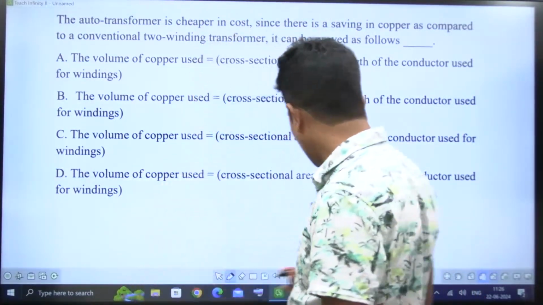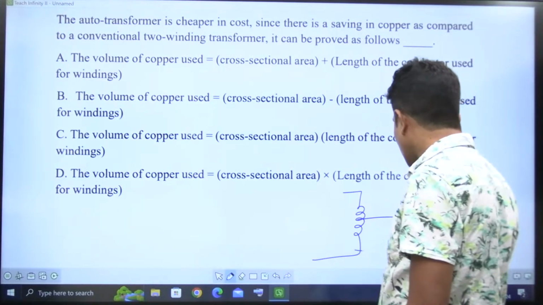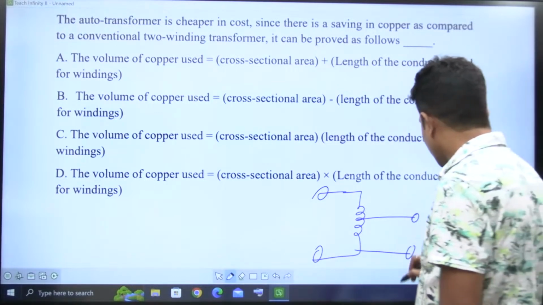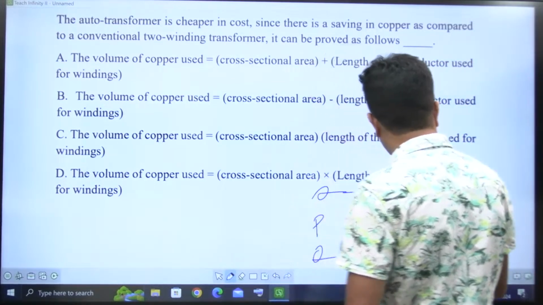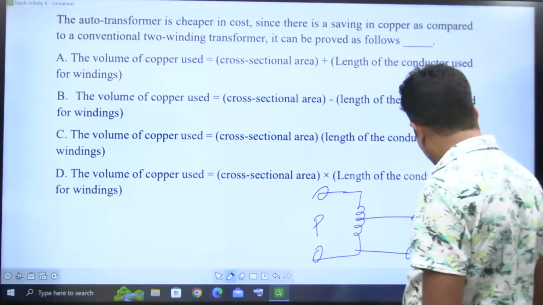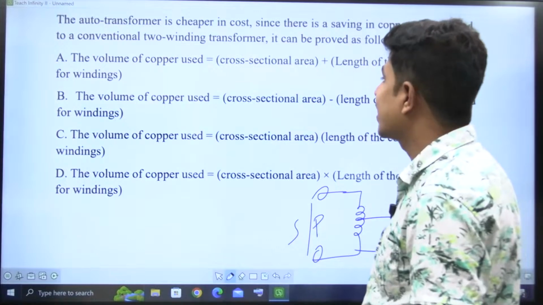You know how it looks. Yes, an auto transformer looks like this. Suppose a step down auto transformer: this is the primary and this is the secondary. If it is step up, this is the primary and this is the secondary. If you reverse it, it is step down. This will be the primary, this will be the secondary if you want step up. Yes, what is saying?